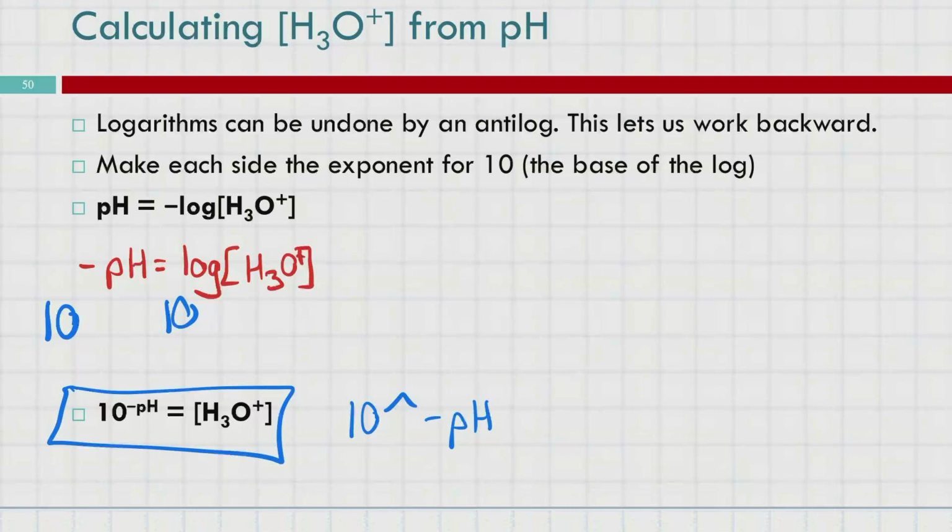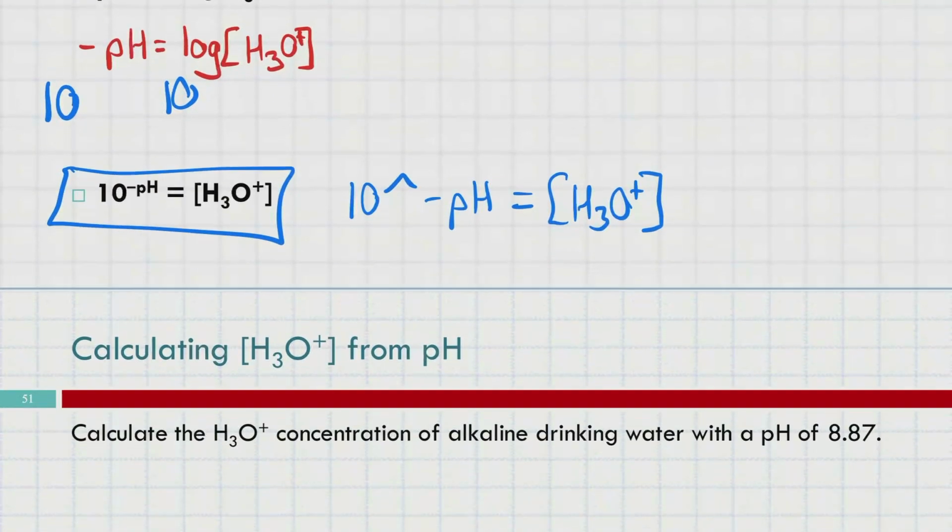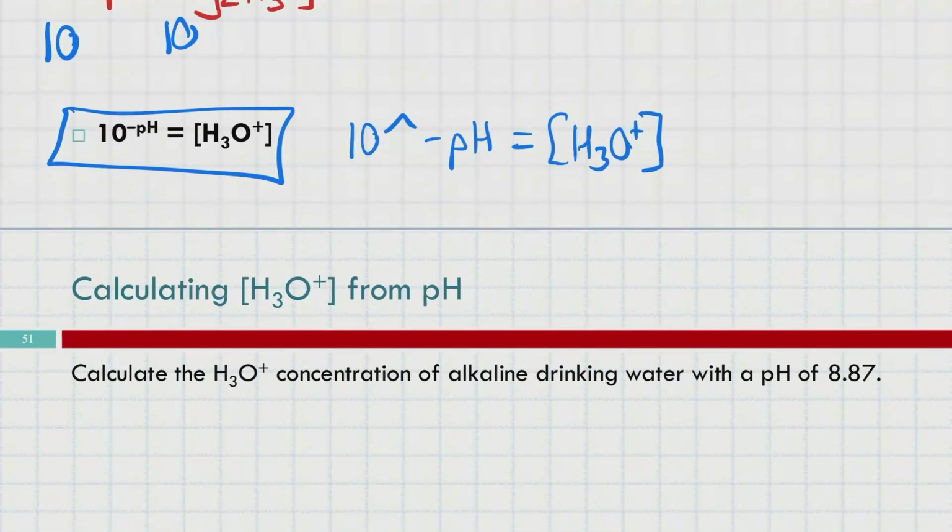So 10 raised to the negative pH will give you your concentration of H3O plus. This is working backwards if we start from pH and want to get our concentration, rather than starting from concentration and working to our pH. You don't need to know how we got it, you just need to know how to put it in your calculator and when to use it.